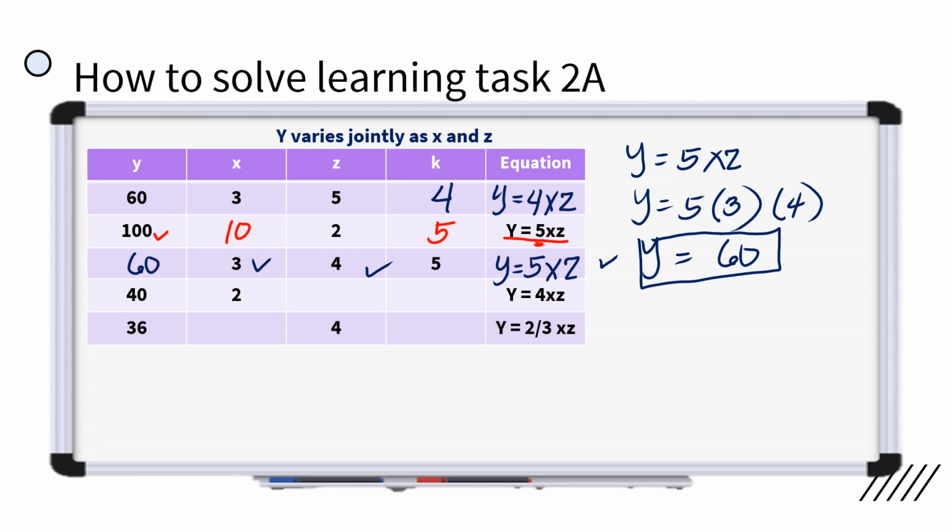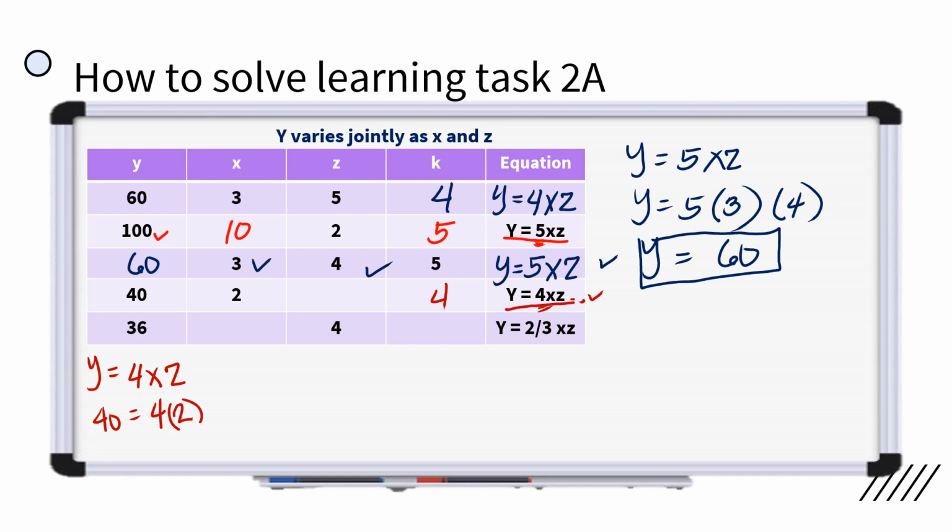We proceed with the fourth line. Okay, we have an equation already. Y equals to 4xz. Sulat lang natin, ang constant ay 4. Then, we write the equation. Y is equal to 4xz. Yun po yun, galing dito. Then, we rewrite the given. Our y is 40. We have 4, and then our x is 2.